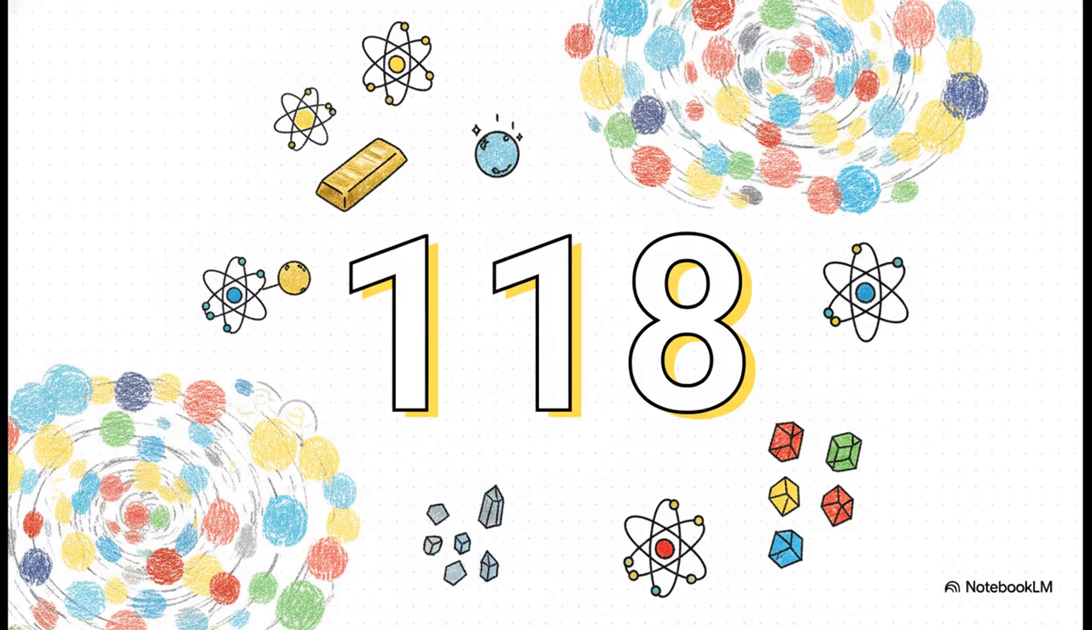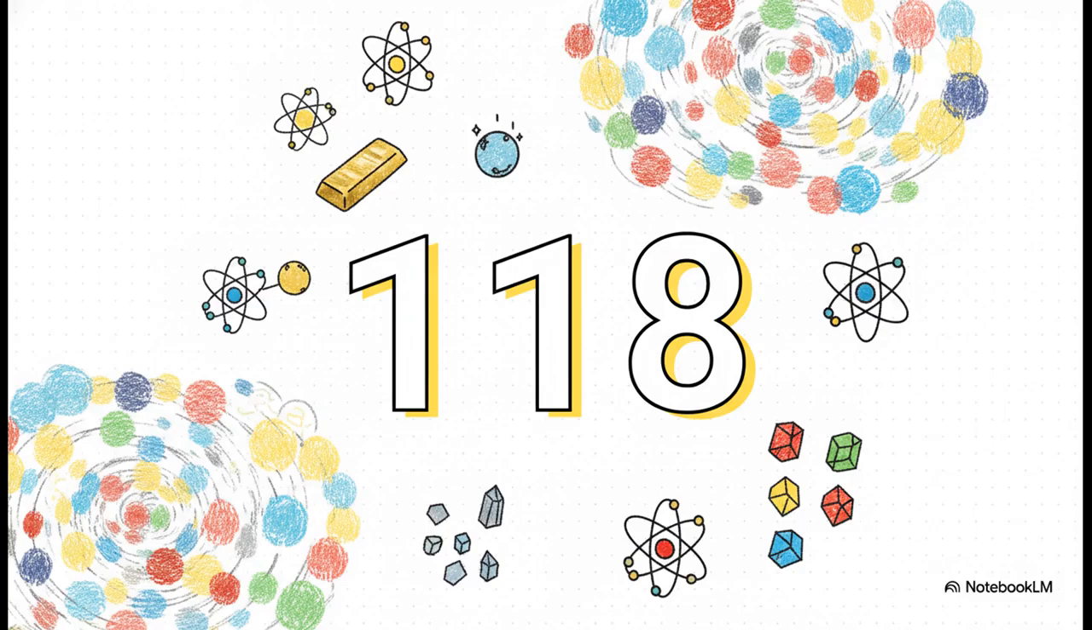Now prepare for this because it's kind of mind-blowing. Every single thing you have ever seen, touched, or interacted with in your entire life is made up of atoms. But scientists have found that there are only 118 known unique types of atoms in the entire universe. That's the whole shebang. And honestly, only 94 of those even occur naturally.